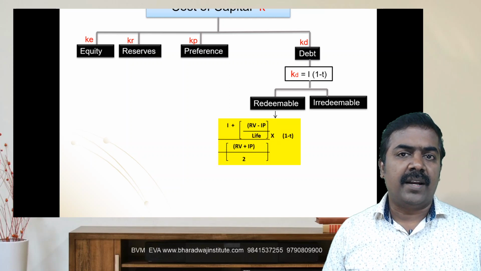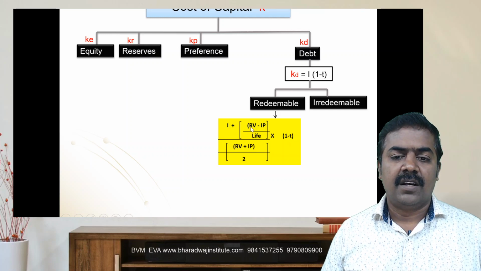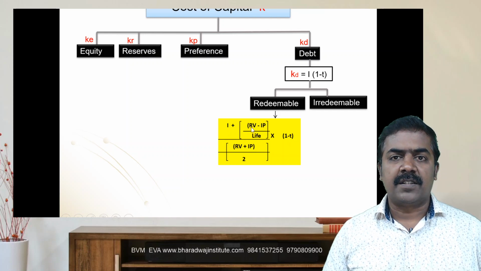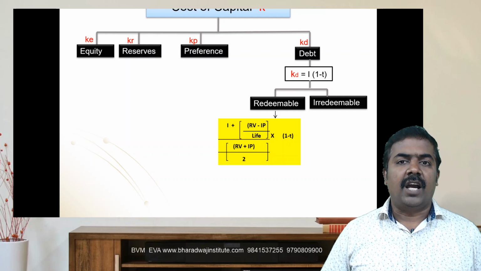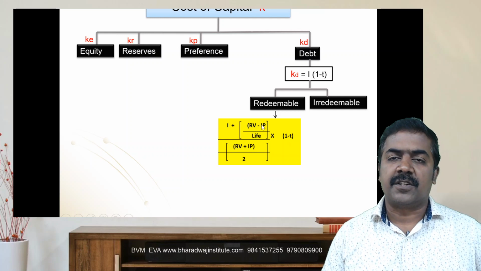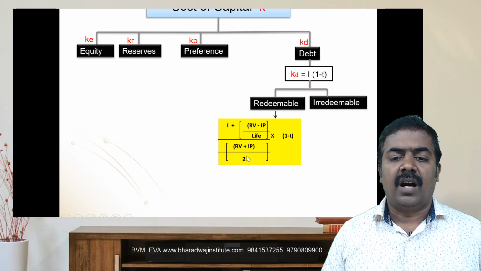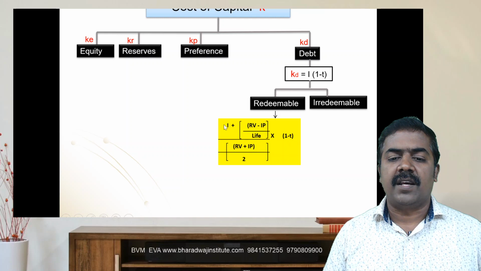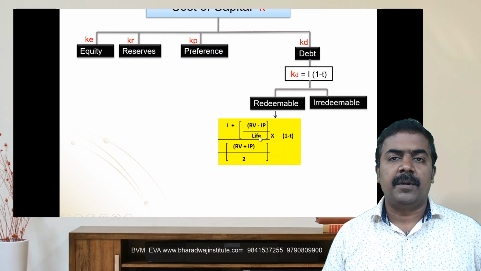For redeemable debt, how to work out? I plus redeemable value minus issue proceeds, I means interest. Redeemable value means the price that you are going to repay, the price at which it is going to be redeemed. IP means issue proceeds, the net proceeds of issue, divided by N, number of years, divided by RV plus IP by 2. And some authors take this I into 1 minus T here, I into 1 minus T, then they take RV minus IP by life.